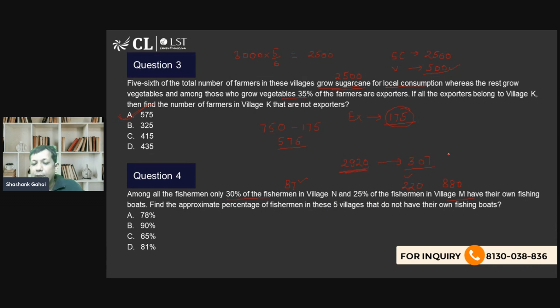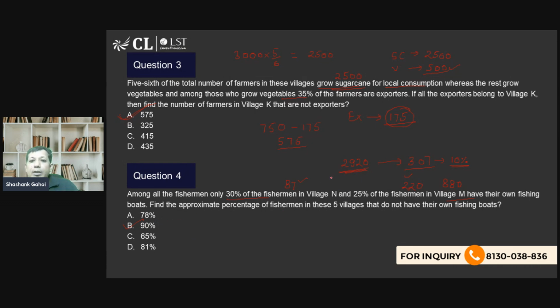Okay. What is 10% of this? That is 290. So this value is going to be close to 10%, 10.5%, right? So close to 10% people have the boats. So what percent of the people do not have the boats? That is going to be close to 90. So my answer of this question is going to be option B.